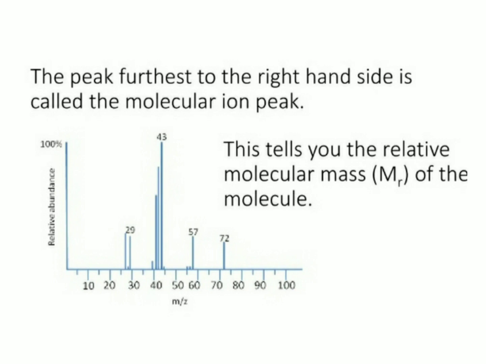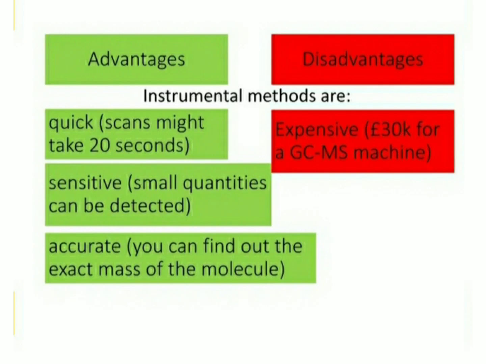Here, relative abundance versus m/z. This tells you the relative molecular mass, Mr, of the molecule.